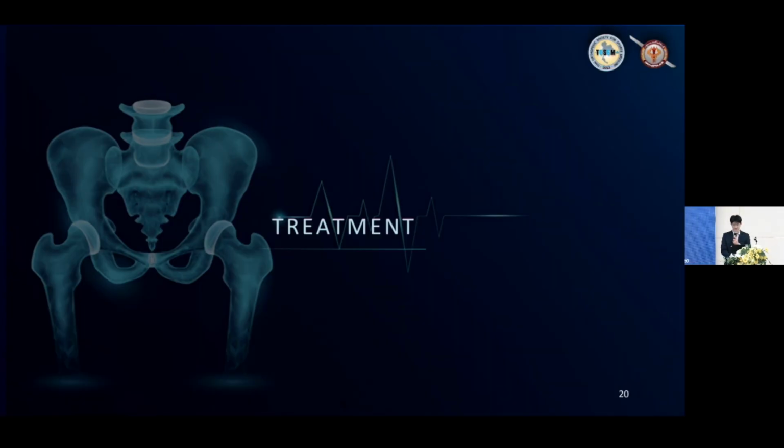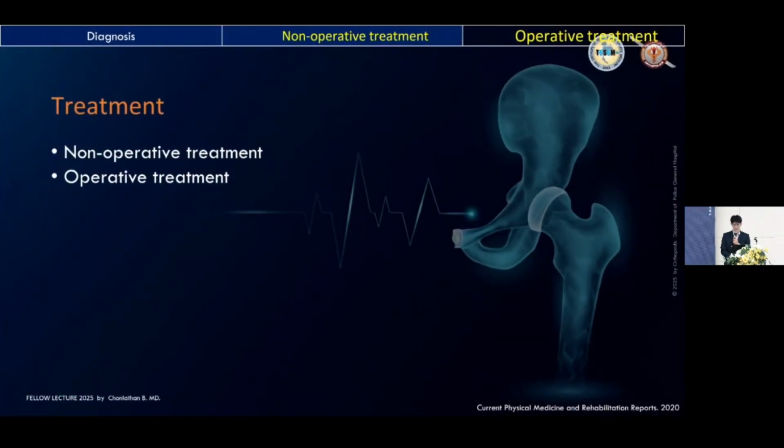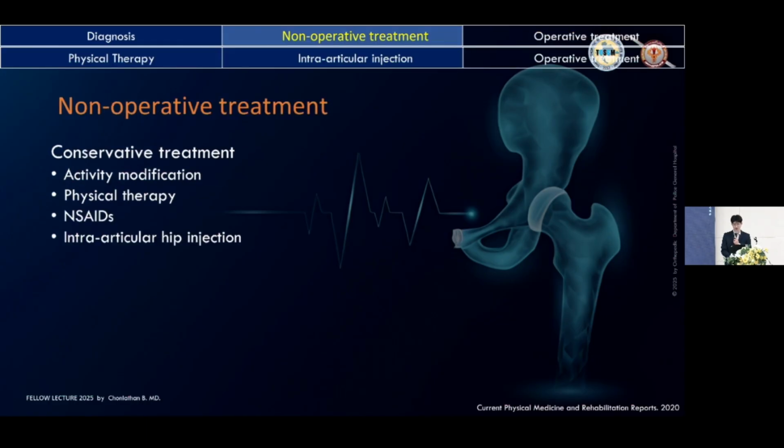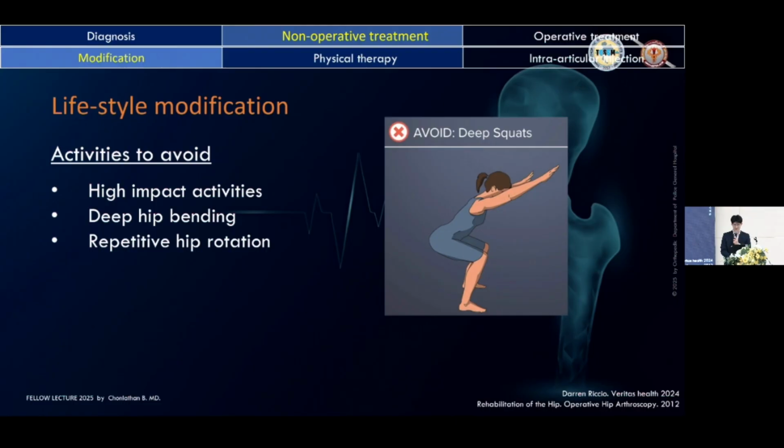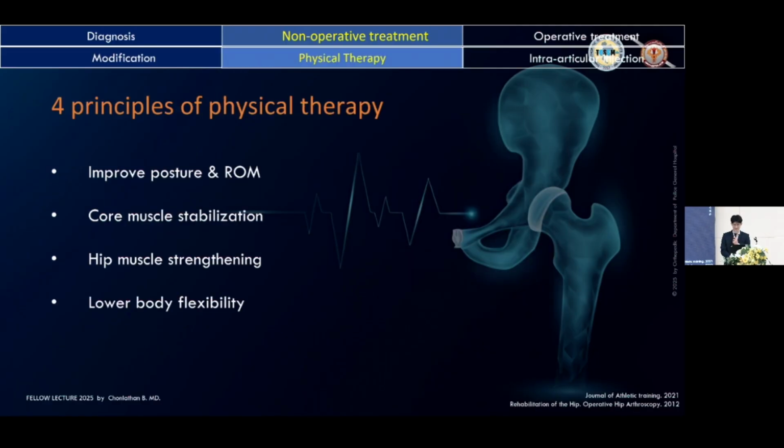So we will step into the treatment, which is divided into non-operative and operative treatment. As you know, all patients start with conservative treatment. There are lifestyle modification, rehabilitation, and medication, both pills and injection. The main point is to avoid further injury, like anterior hip impingement position, high impact activity, deep hip bending, or repetitive rotation.